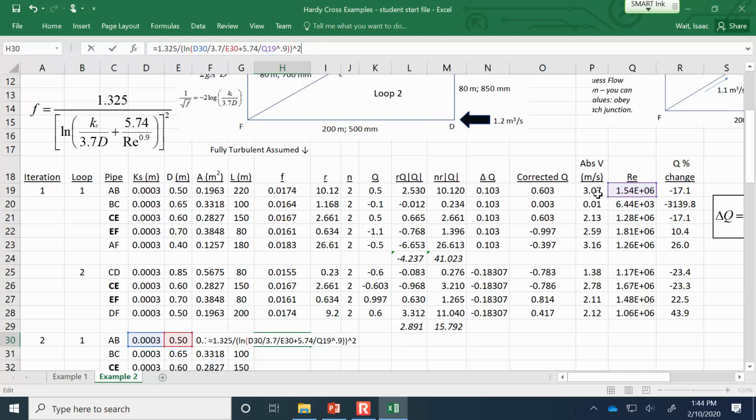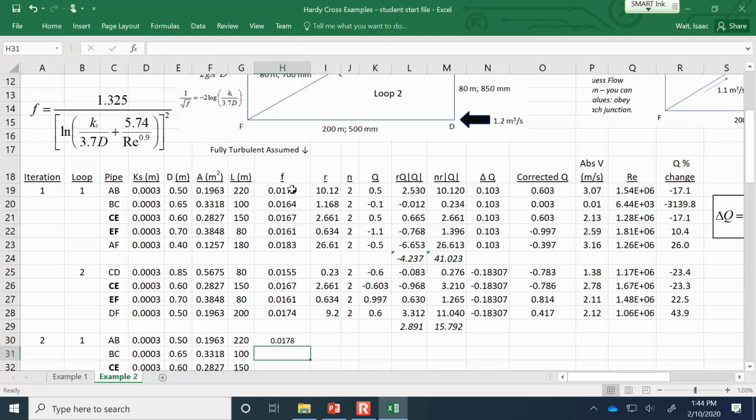So we're assuming that the Reynolds number is in the ballpark of what we had in the previous iteration, and each time we repeat this process there's going to be less and less change, so it'll eventually converge on the correct Reynolds number. This is the Reynolds number based on a guess, but eventually it will become the actual Reynolds number.